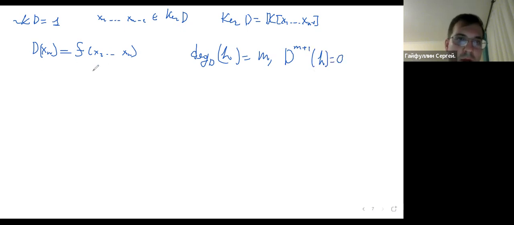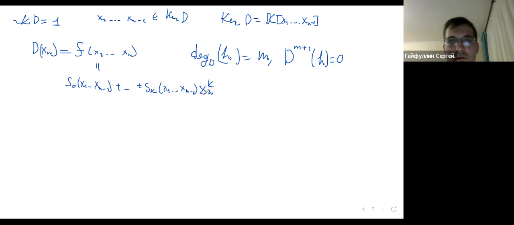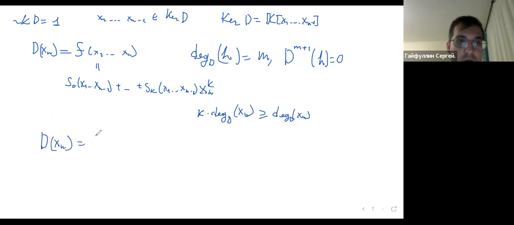And if we have this polynomial, we can consider it as s0 from x1, ..., xn minus 1, plus so on, plus sk from x1, ..., xn minus 1, xn to the power k. And then its degree should be k multiplied by the degree of xn, so it's bigger or equal to the degree of xn, so it cannot be locally nilpotent.